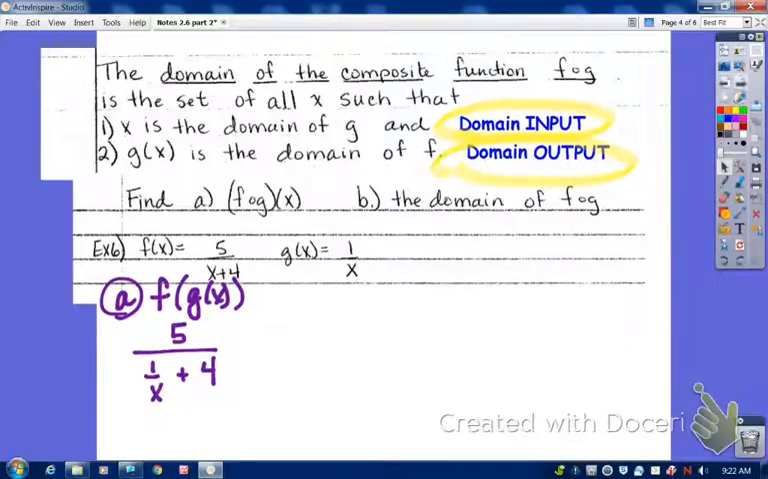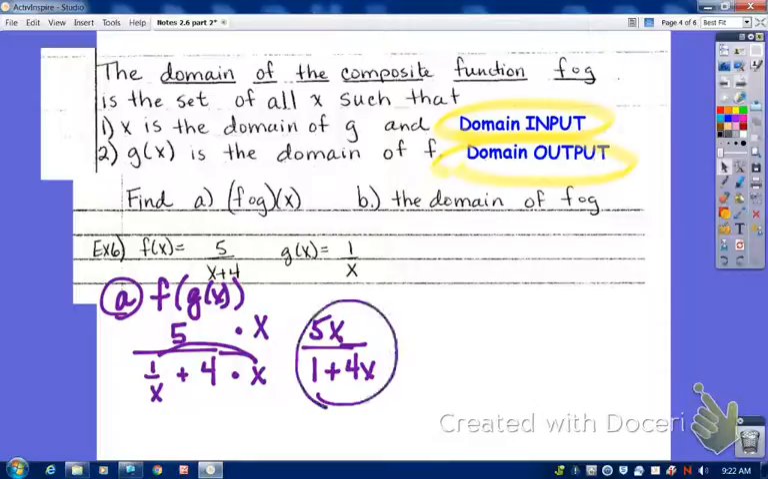So is it simplified? No, it's not simplified because you have this little fraction inside of a big fraction. So I'm going to multiply the top and the bottom by what? X. So x times 5 is 5x. X times 1 over x is 1 plus x times 4 is 4x. Okay? Now that's my answer. That's f composite g. All right, that's my answer. Now they want to know the domain. So when we do the domain of a composite function, we have to consider the domain of the input. What did we put in?